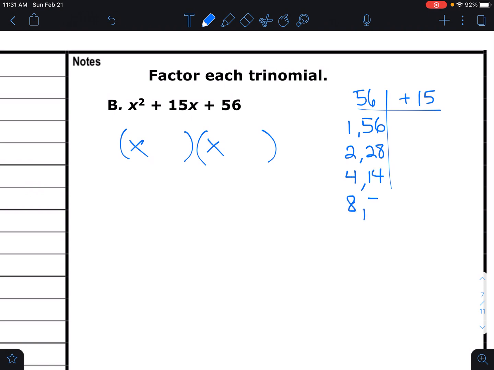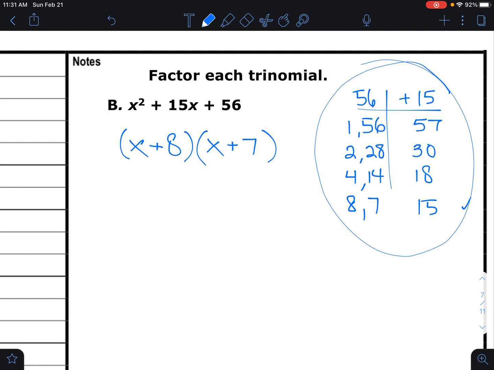Anyways, you're going to keep going, and you're going to run across this. If you add these together, you get 57. If you add these together, you get 30. You get 18. You get 15. Well, this is the one I want. You do not have to make this table if you're pretty good with your times tables. You might just write out a few of them. It's up to you. This is what I do with my Algebra 1 classes to see if they're ready and get them used to that. So positive 8, positive 7.